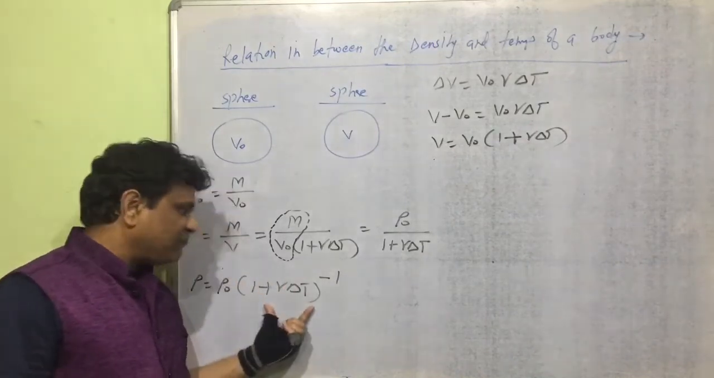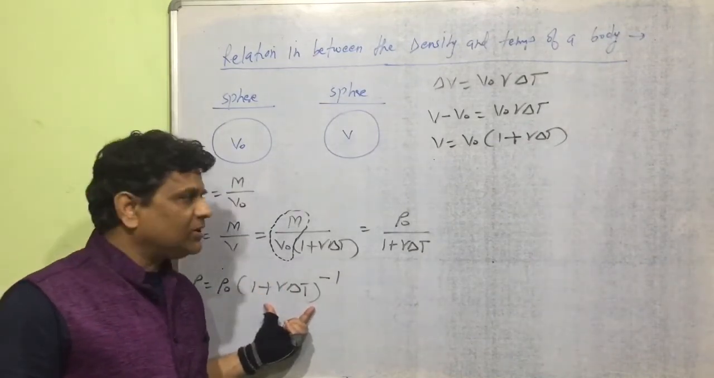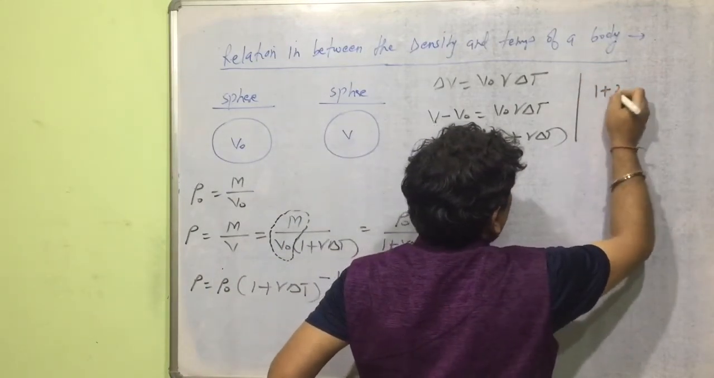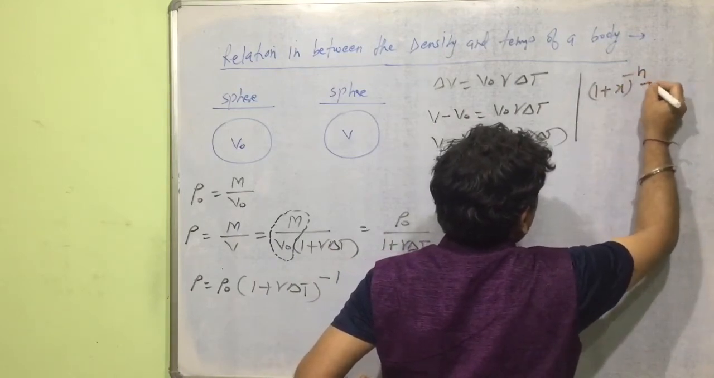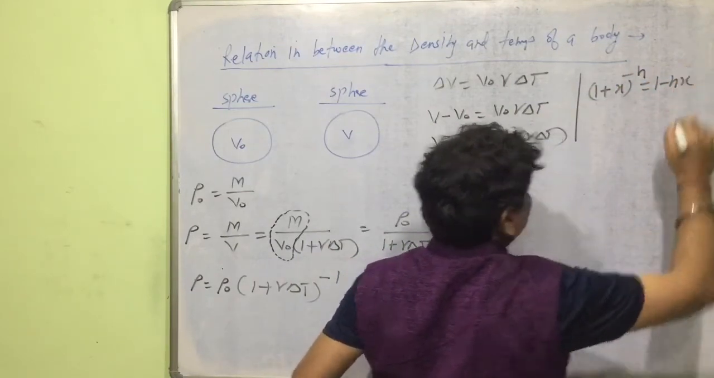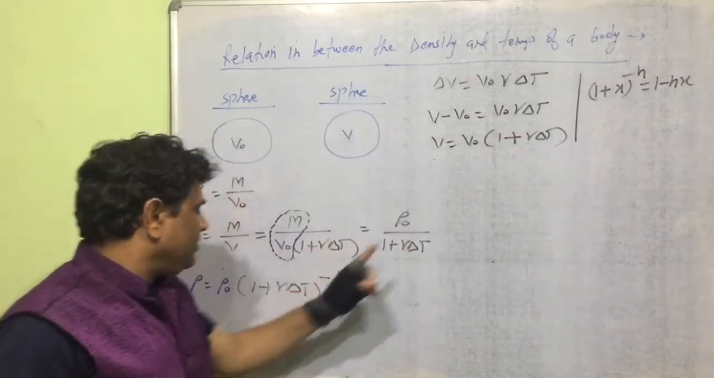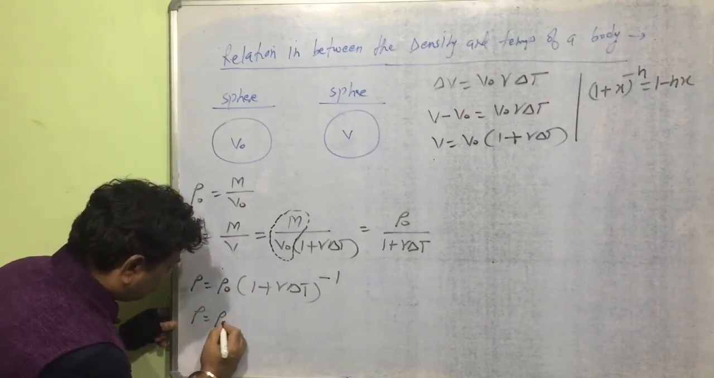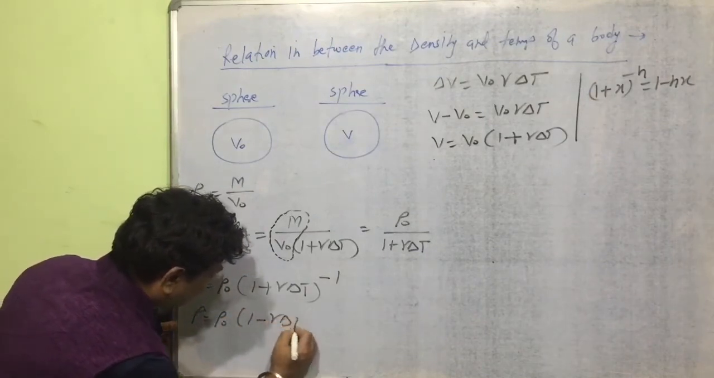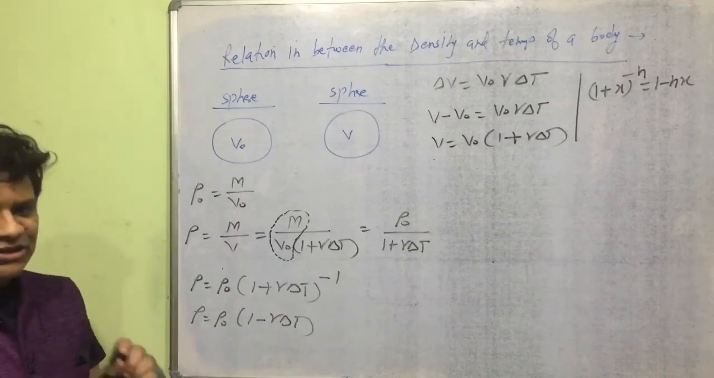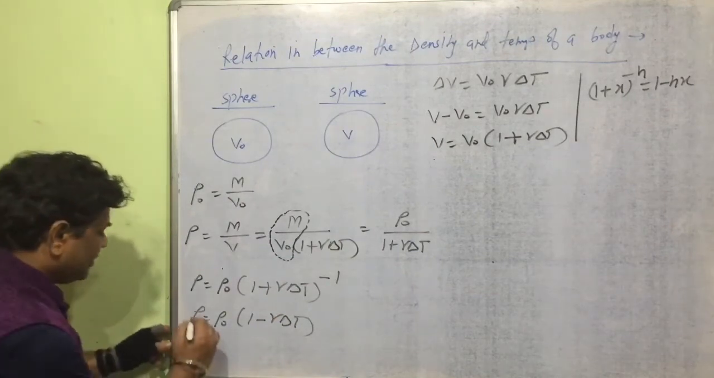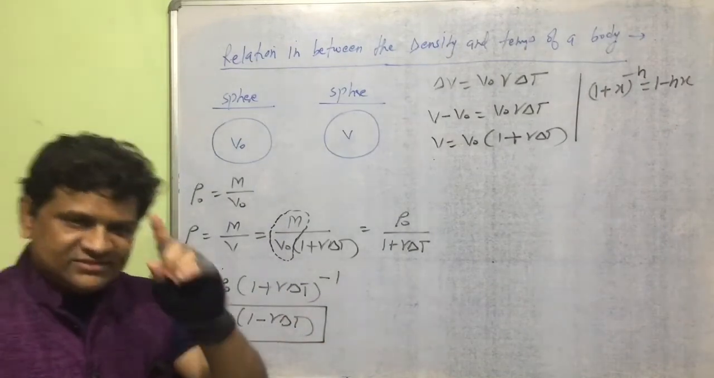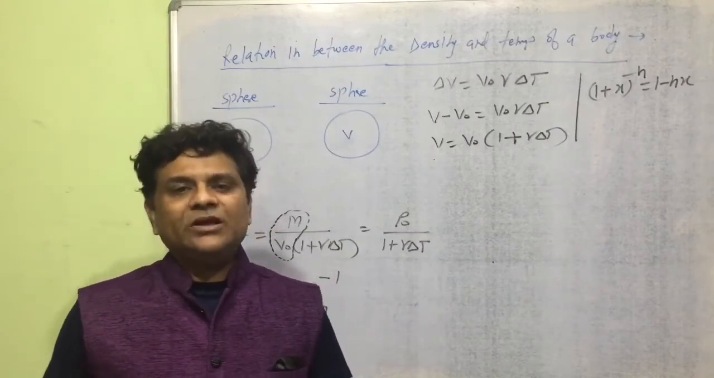Now this is in the form of a binomial expression. What is the binomial expansion? 1 plus x to the power minus n is equal to 1 minus nx. Now this we can apply here to simplify the relation. Rho will become equal to rho naught into 1 minus gamma delta T. So this is the relation between the initial density and the final density of a sphere.